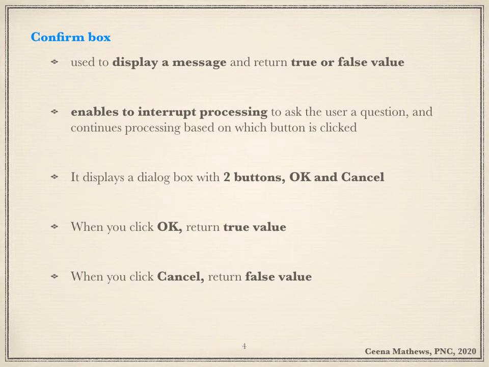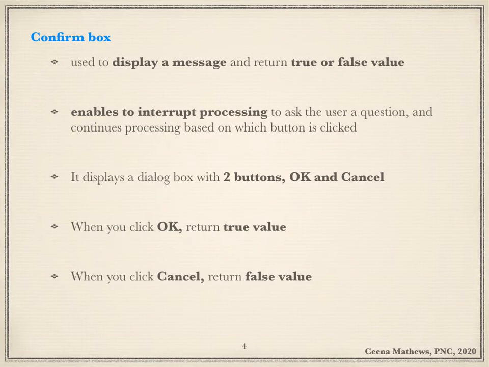The next pop-up box is confirm, which is used to display a message again, but it returns a true or false value depending on the button you click. It enables you to interrupt processing to ask the user a question and continue processing based on which button is clicked. It displays a dialog box with two buttons, OK and cancel. When you click OK, it returns true. And when you click cancel, it returns false.